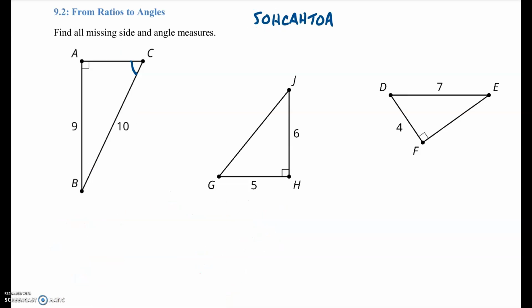Okay, moving on to our second triangle here. We have a similar setup. First, I'm going to find this missing side length.